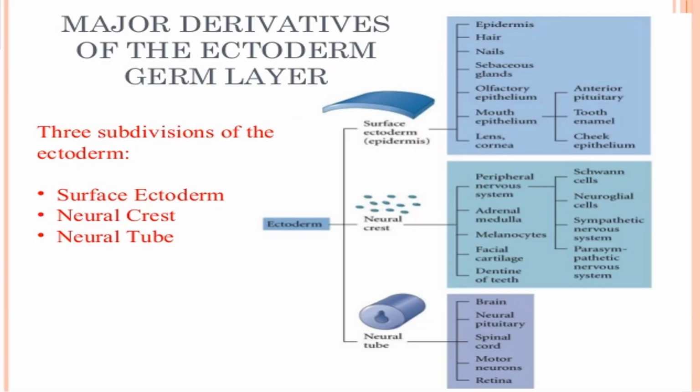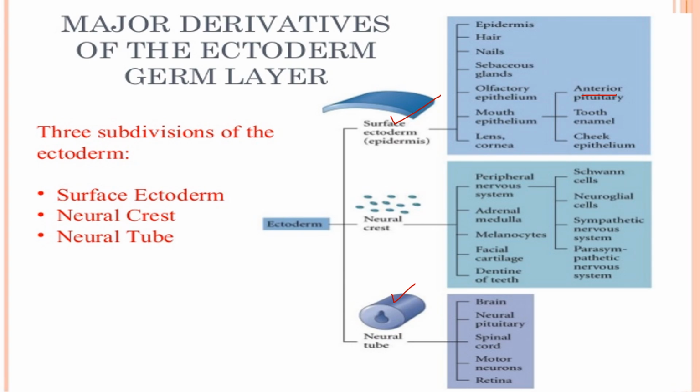This entire set of derivatives of the ectodermal germ layer is given in this one picture. Surface ectoderm will give rise to the derivatives of epidermis, hair, nails, sebaceous glands. Apart from that, olfactory epithelium, lens, cornea, and the mouth epithelium. This mouth epithelium is also giving rise to the anterior pituitary. So these are the derivatives of surface ectoderm.